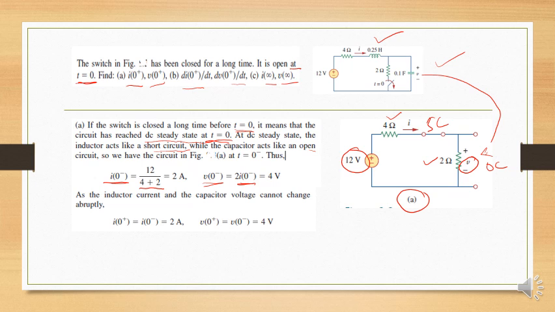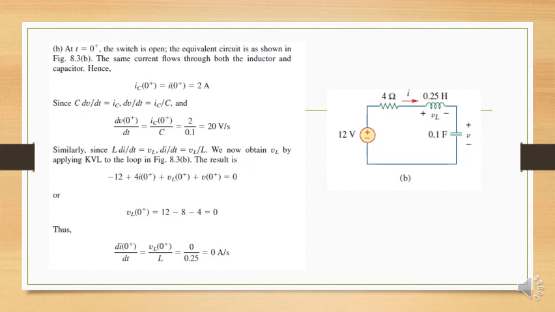Now, as we studied in our previous slide, the inductor current and capacitor voltage cannot change abruptly. So, immediately at t of 0 positive, I of 0 positive is equal to I of 0 negative, right? Which is the same, 2 ampere. Similarly, V of 0 positive is equal to V of 0 negative, which is equal to 4 volts.